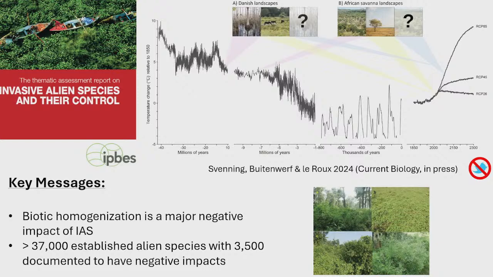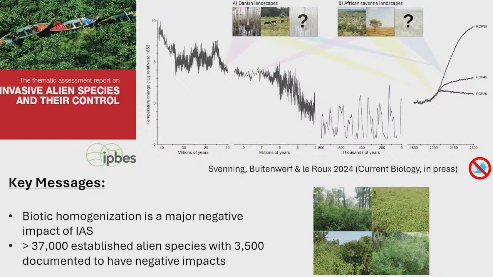Okay, so one of the key considerations when thinking about novelty is that it is probably an inevitability of the future, right? The latest IPBES report that came out on invasive alien species showed that they estimated about 200 new established alien species recorded per year globally. And then the other big issue is that future climates are almost certainly going to be warmer than they have been for millions of years.